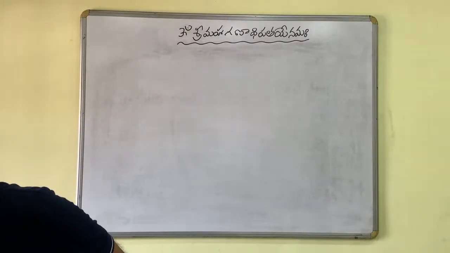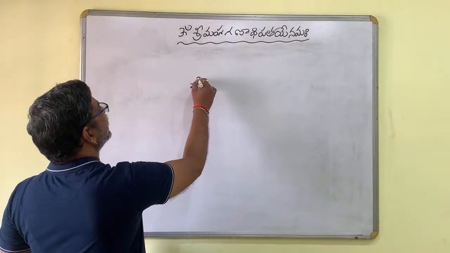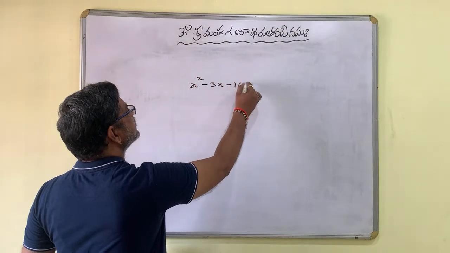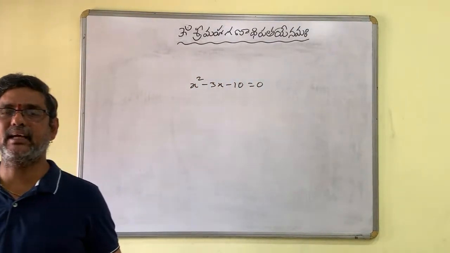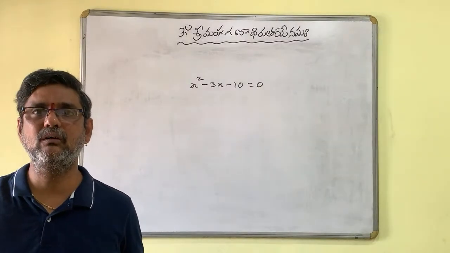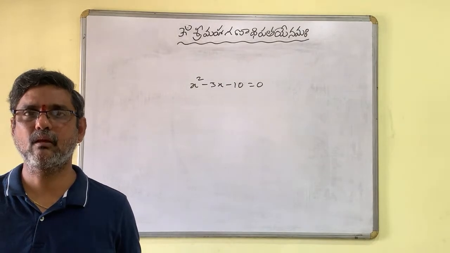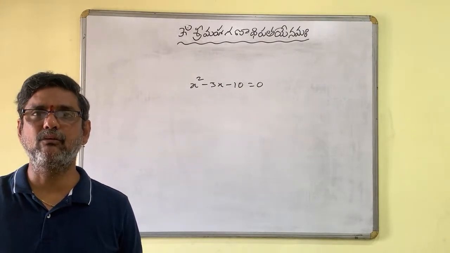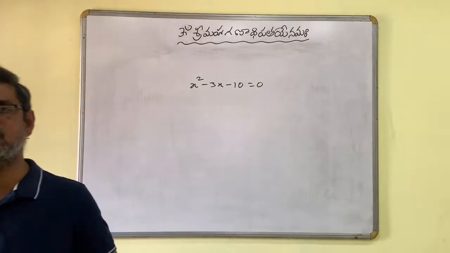So find the roots of the following quadratic equation by factorization. First problem is x square minus 3x minus 10 is equal to 0. This is the first problem. We need to find the roots. Roots anna, solutions anna, zeros anna.